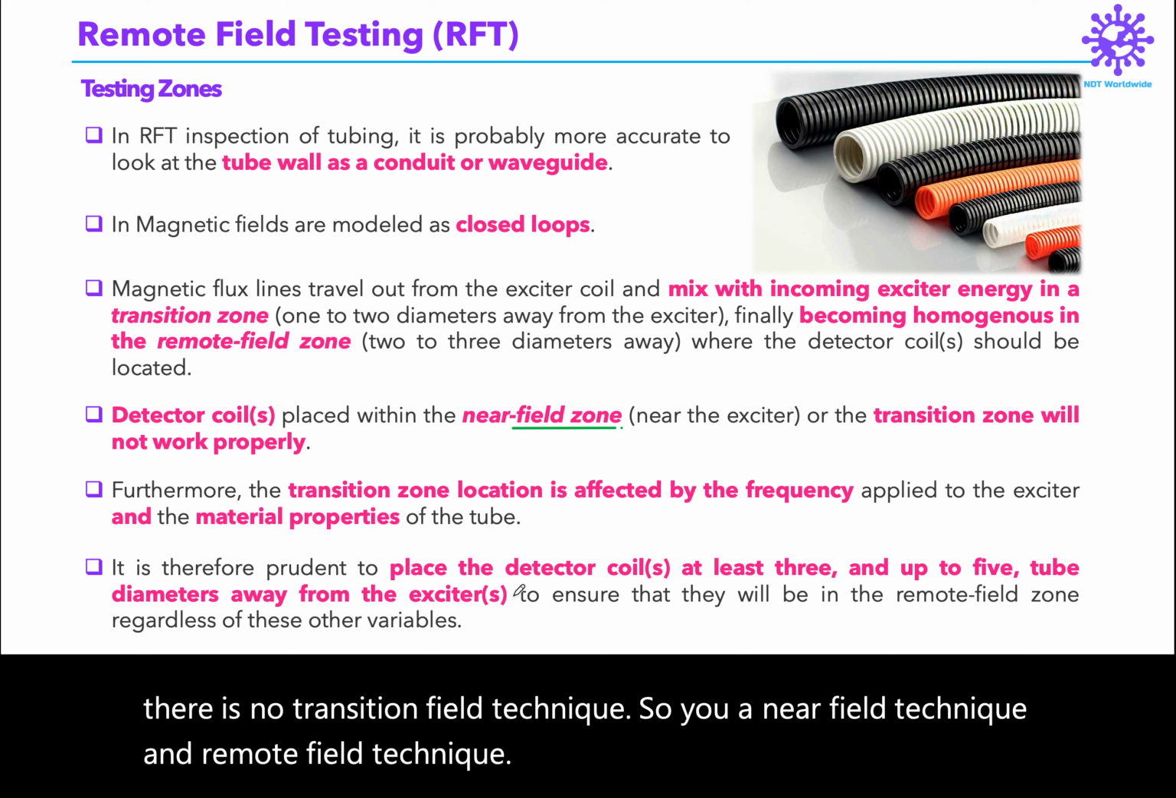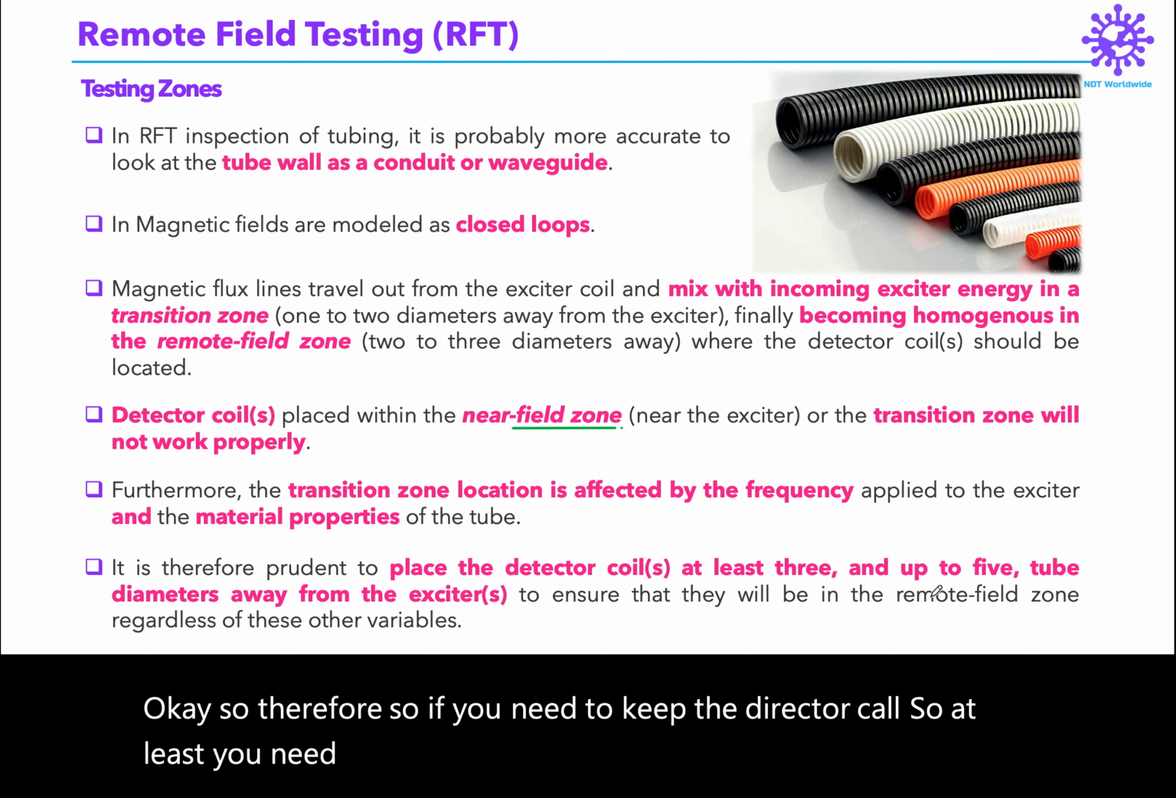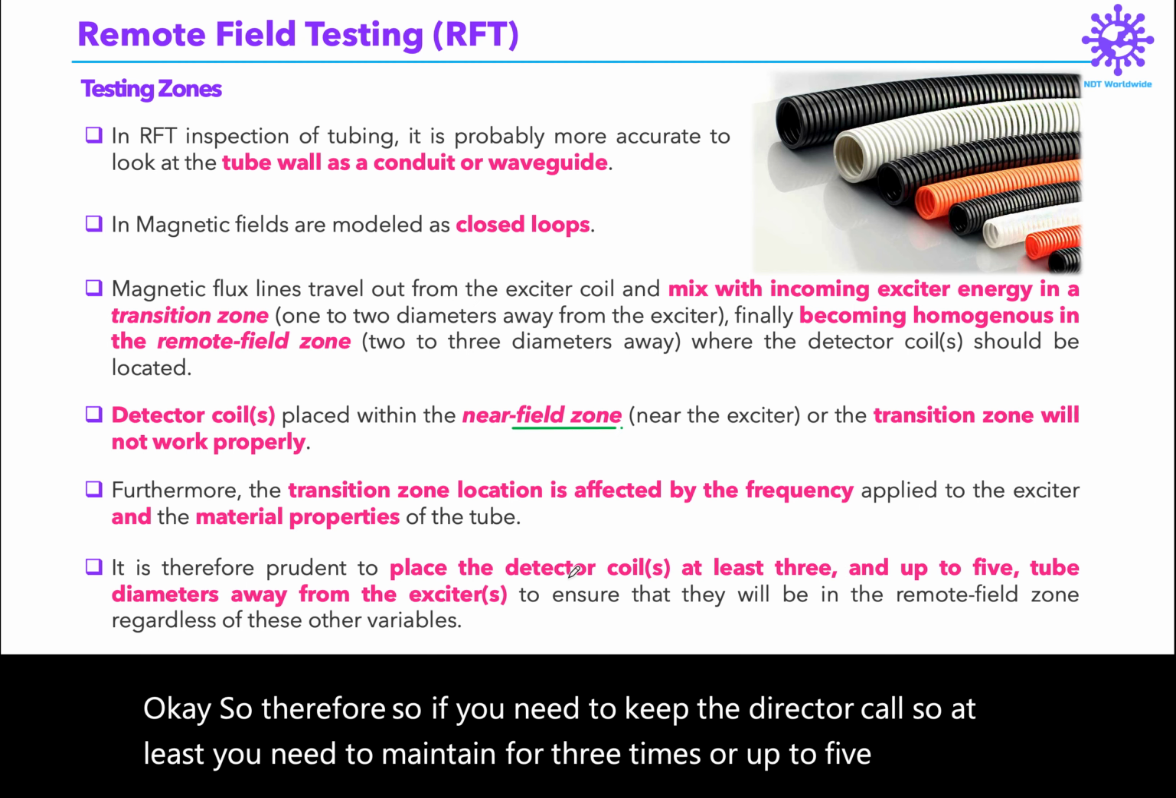So if you need to keep the detector coil, at least you need to maintain 3 times or up to 5 times the tube diameter.